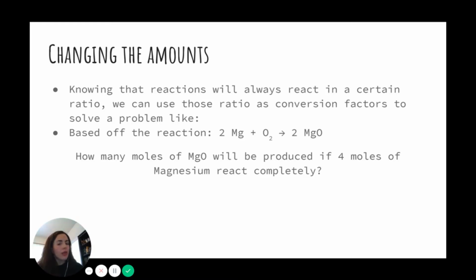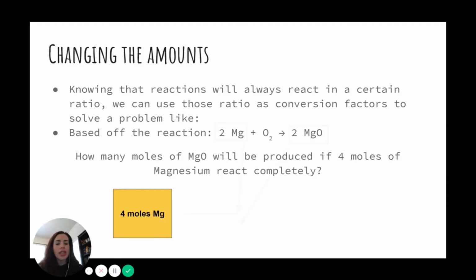So notice that we're changing our ratio. What we want to do is start with what we're given. We know we have 4 moles, so let's put that out in front: 4 moles of magnesium. Then we want to convert magnesium to magnesium oxide. So we're going to figure out what our mole to mole ratio of magnesium to magnesium oxide is.